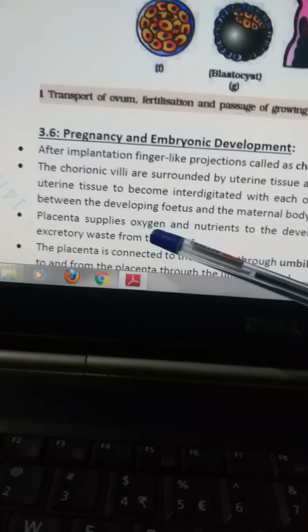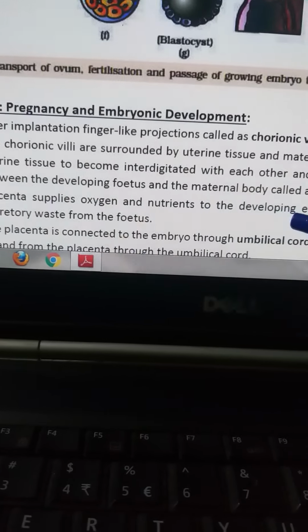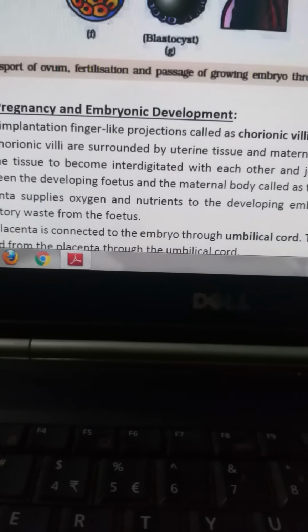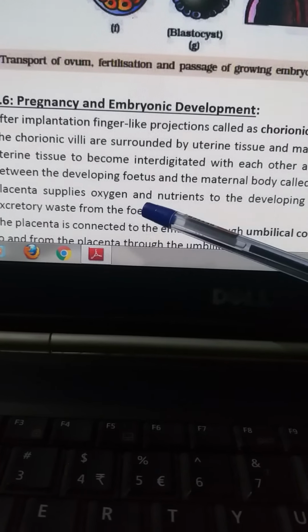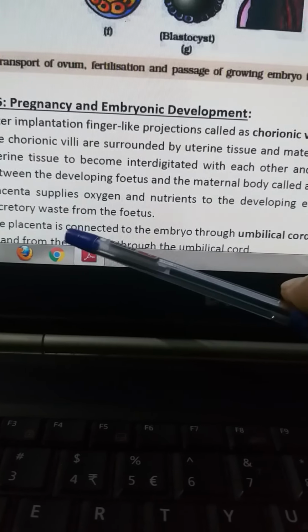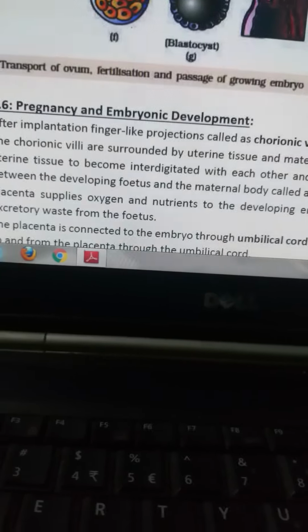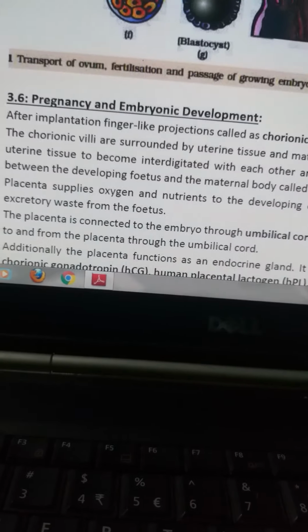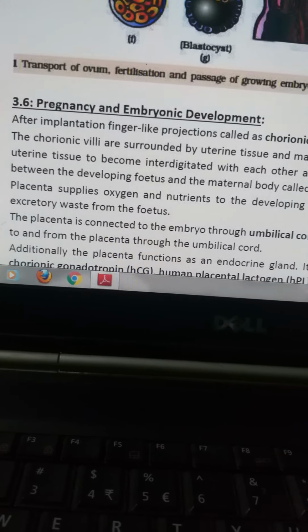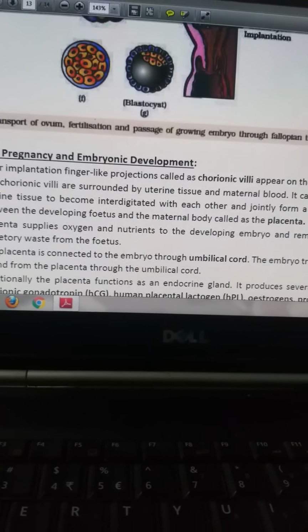The placenta supplies oxygen and nutrients to the developing embryo and removes carbon dioxide and excretory waste from the fetus. So actually it forms a feeding tube. Now this placenta connects to the embryo through the umbilical cord.